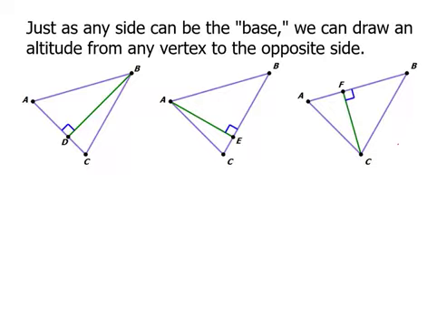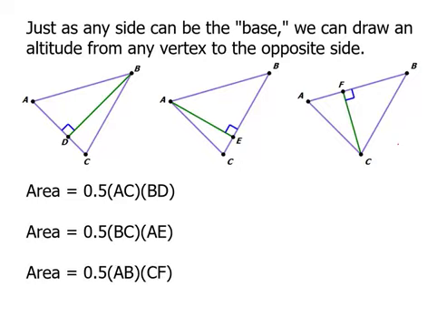So we have three different ways to pick the base, three different possible altitudes, and hence three different ways to find the area. Now here we're not given any numbers. Presumably in a problem you would only be given certain numbers, but you have at least the possibility of finding the area in these three different ways, depending on which numbers you were given.